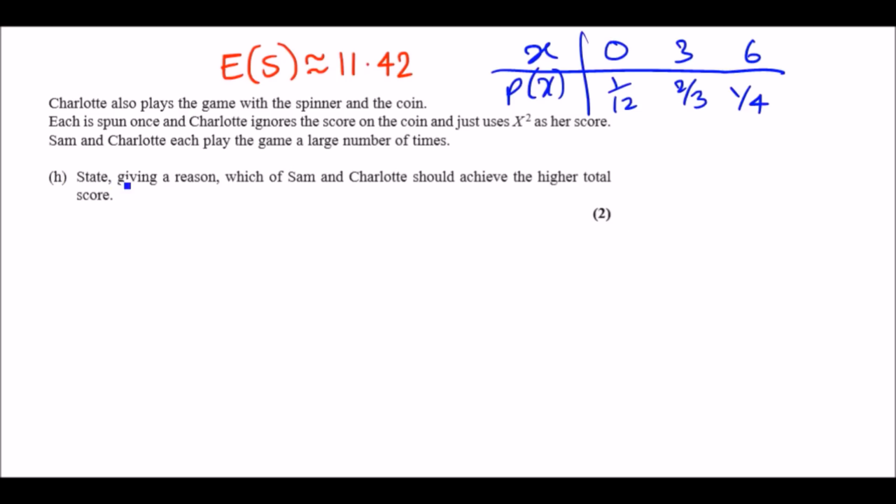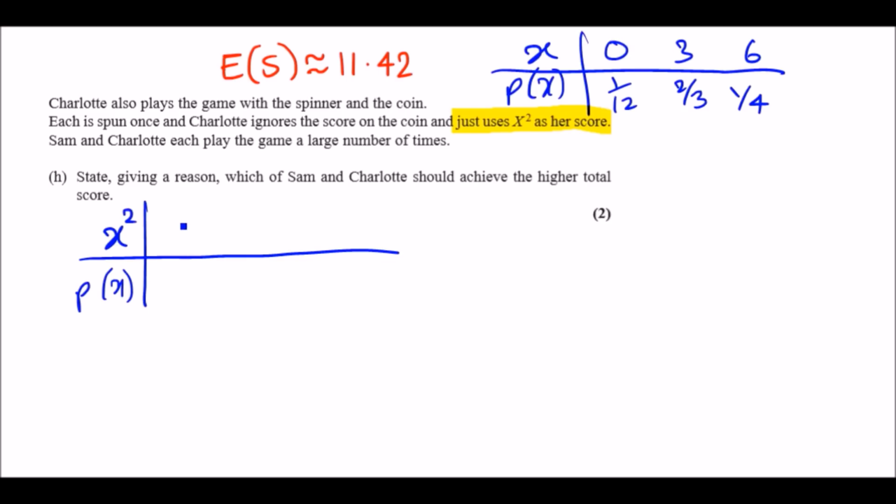Now, H: state, giving a reason, which of Sam and Charlotte should achieve the higher total score. Okay, now it gives you a big hint here. It says she uses x squared as a score. This tells us straight away that we need to find an x squared distribution. We already know what x is, so let's just go ahead and find the x squared distribution. So we've got the probability of getting x, just keep the natural probability. All we do now is square every term.